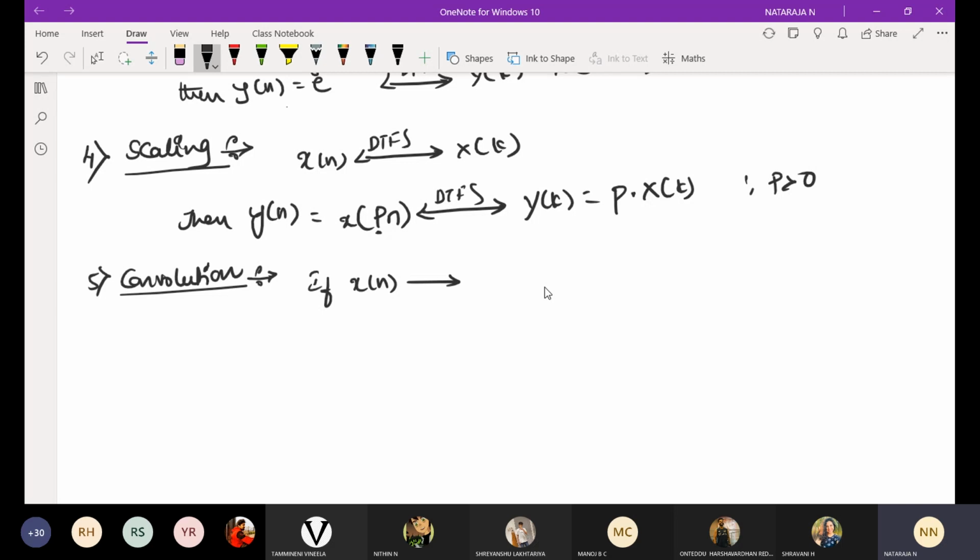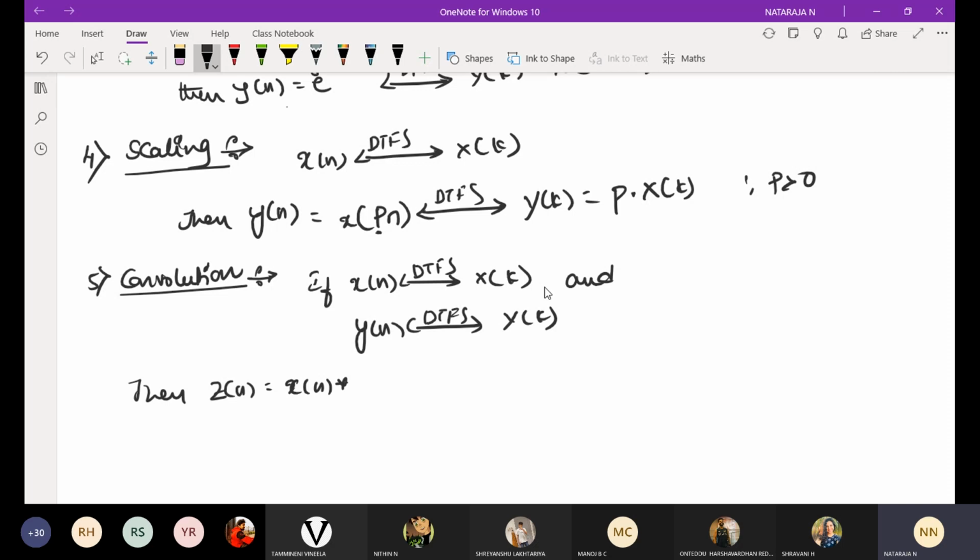x of n is DTFS of x of k and y of n is DTFS of y of k, then what is the output? Then z of n is equal to x of n convolved with y of n. If I apply DTFS for this, we'll get z of k is equal to N into x of k into y of k. What is this N? N is a discrete time signal over a frequency domain. N into x of k into y of k.